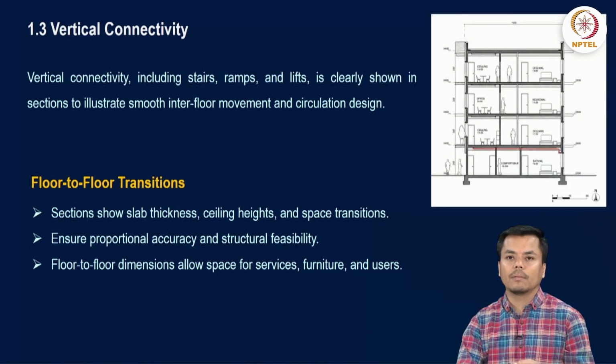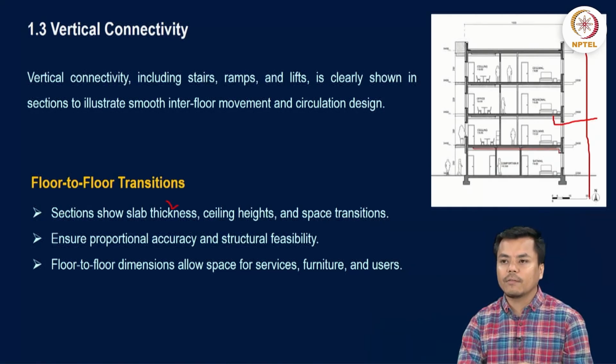Next is regarding floor to floor transition, that is, sections show slab thickness. Generally in the right side of the drawing we always label the spaces or label the elements, and in the left side of the drawing we try to depict the height of the spaces. So clearly here we will mention what is the height of the structure in this way, and also the internal clear height of the spaces. So this all is being represented in the drawing itself.